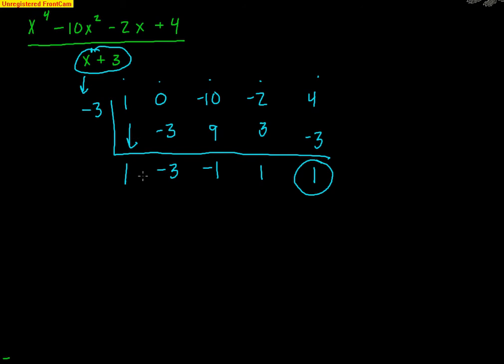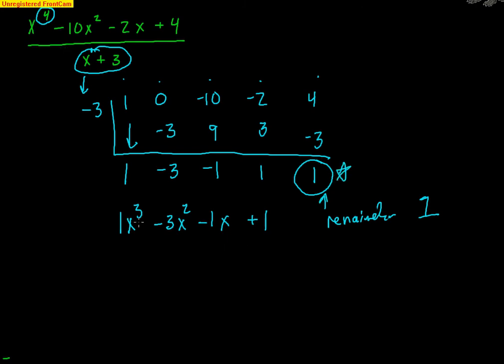So it's just a matter of dropping down, multiplying, adding, multiplying, adding. Add the columns, multiply to get to the next column. Now, I started with a 4th degree. This problem is originally 4th degree, and by dividing out a linear function, x plus 3, I reduced it to a cubic. So this is a 1x cubed, a negative 3x squared, a negative 1x, and a positive 1 constant. And then my remainder, that's a really ugly remainder I wrote there, but my remainder is 1. That's this last number. I always circle it and star it: remainder is 1.